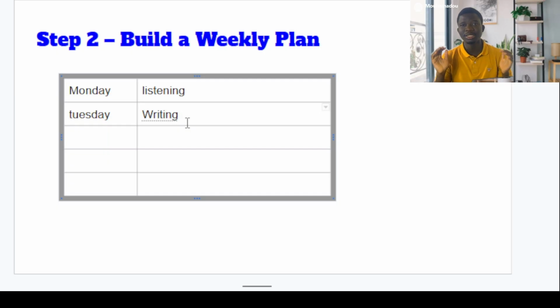The intensity will depend on how much time you have, and also on your level of French. So if your level of French is low, you shouldn't start with the test. You should go and improve your French overall first, and then focus on the test later.